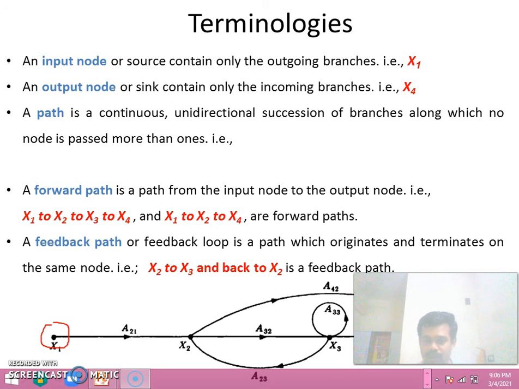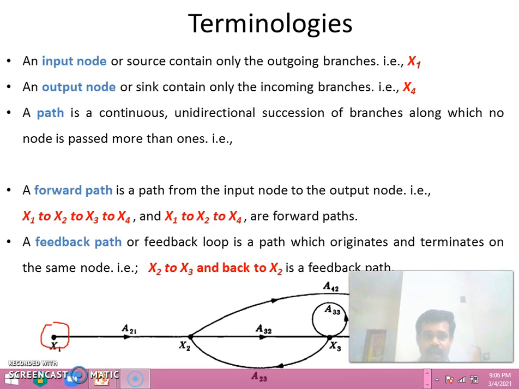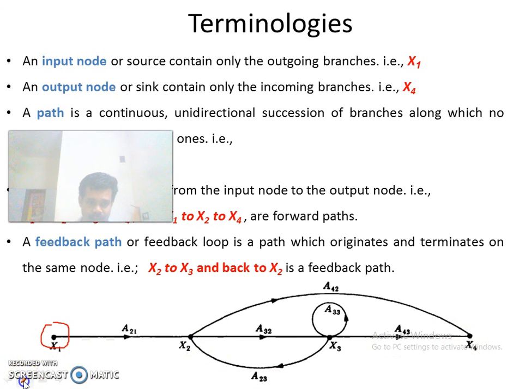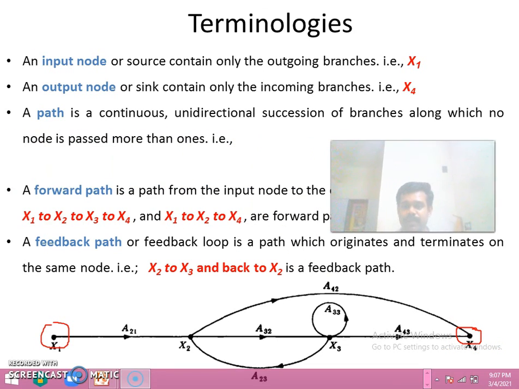Now we are going to see output node. What is output node? Output node or sink node contains only incoming branches. So you check this x4. X4 is having only incoming branches and it is not having outgoing branches. Okay. Now next one is we are going to see path.